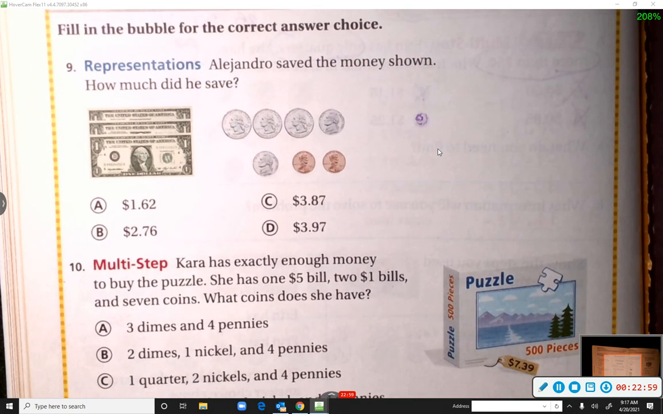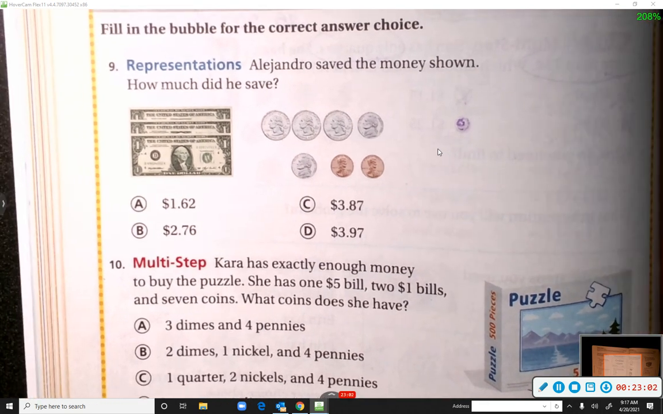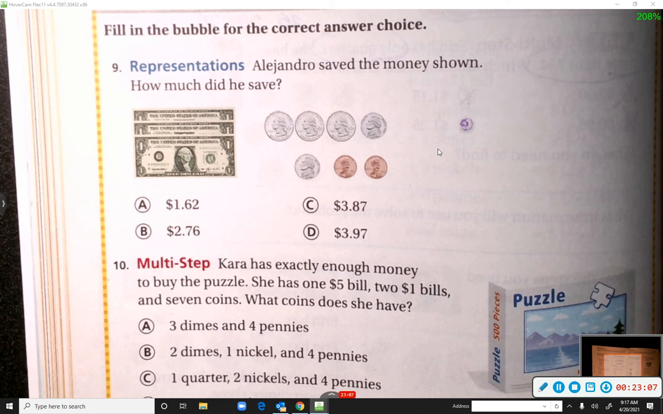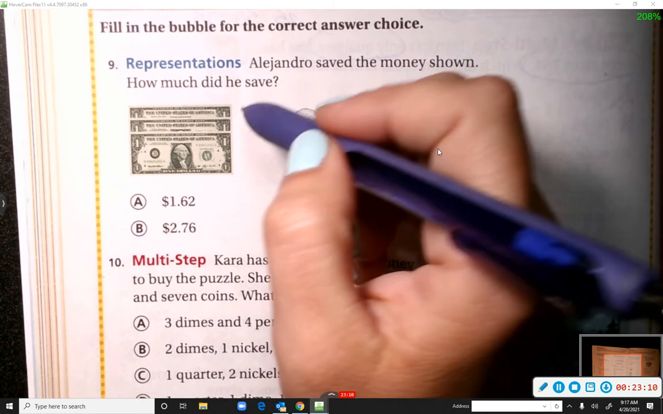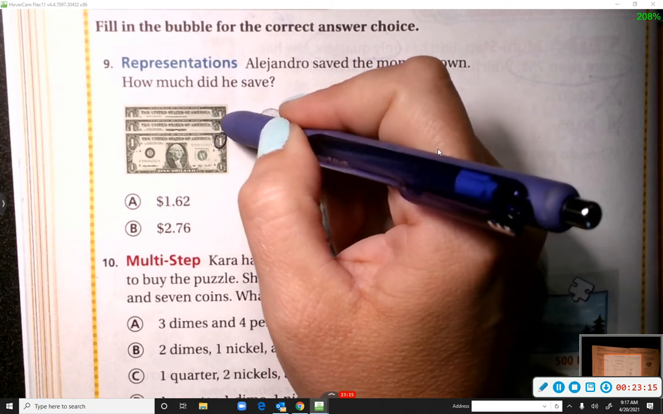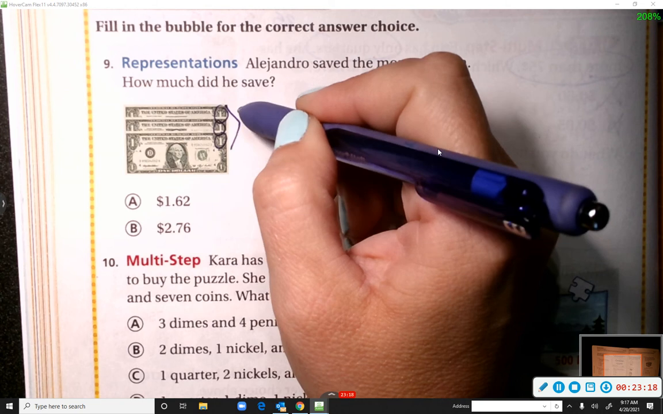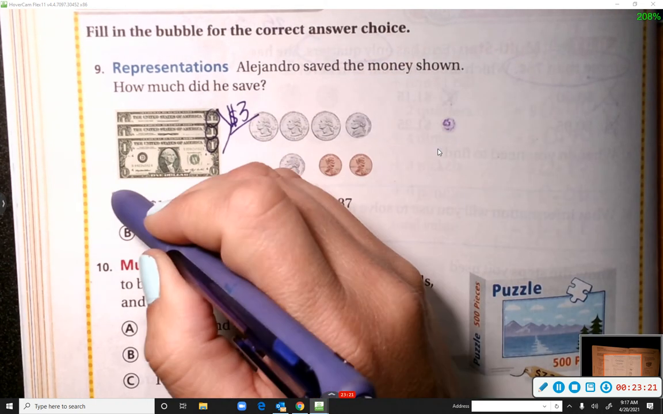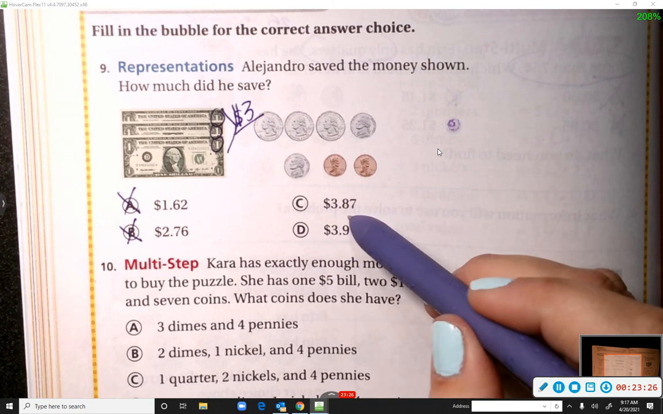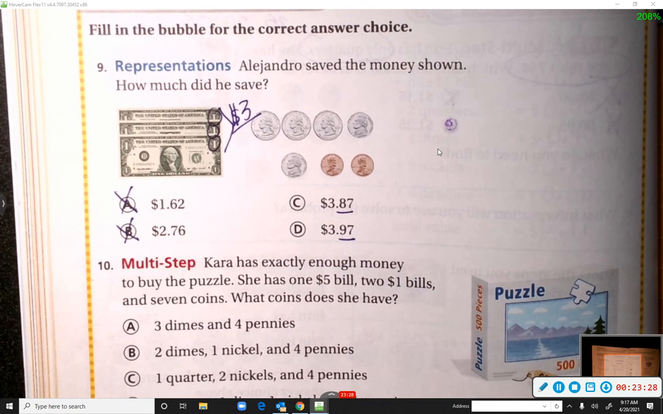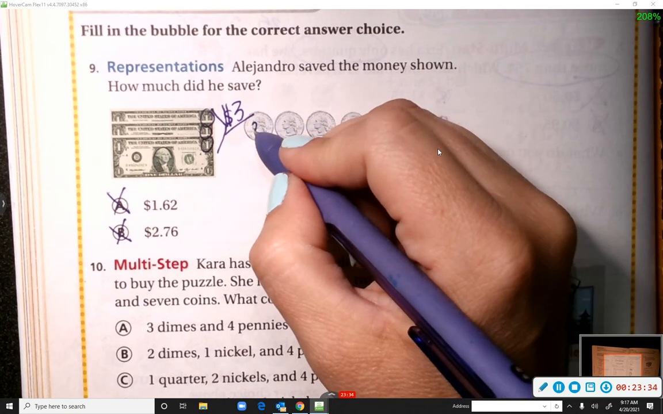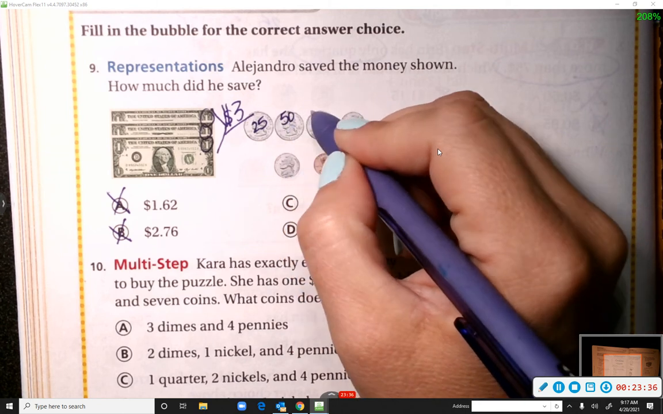Number 9, Alejandro saved the money shown. How much did he save? Okay, so we should automatically be able to eliminate 2 answer choices, right? Because I see how many dollar bills here? 3. So $1, $2, $3. So A and B should already be eliminated. Now I need to figure out if it's 87 or 97 cents. So I'm going to start with the highest coin, which is quarters. So this would be 25, 50, 75.